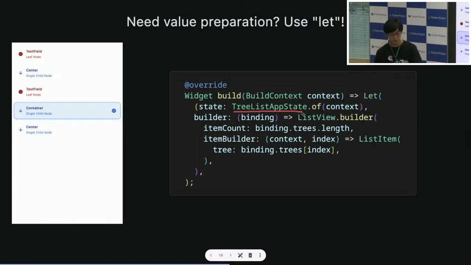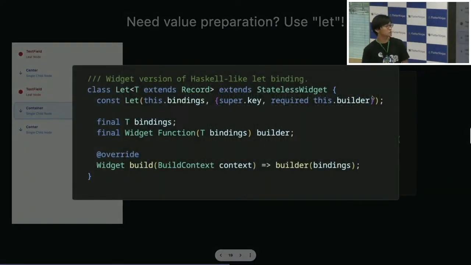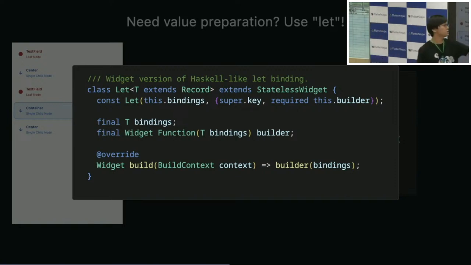So how can we do that? Because in Flutter, everything is a widget. So the let feature can also be implemented as a widget. We just implemented this Let widget. The implementation is like this. This is a very simple stateless widget, which receives a record and a builder function as arguments, and then just calls the builder function as soon as its build method is called.